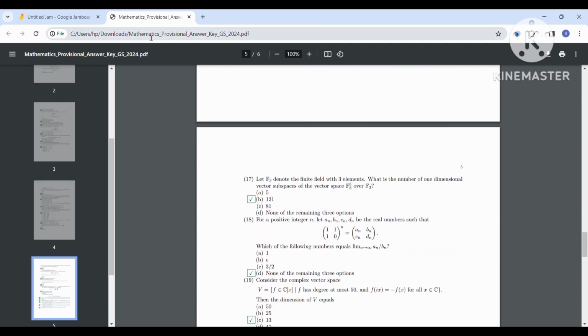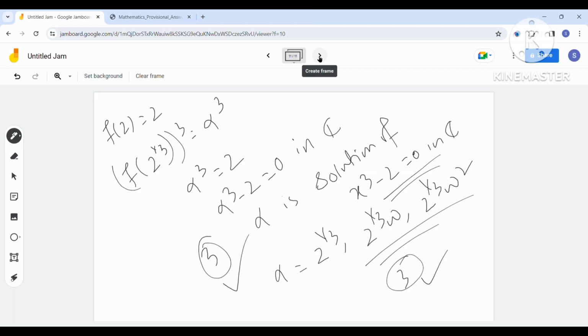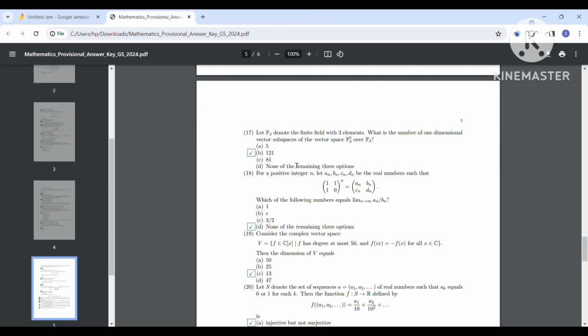Now come to problem number 17. A similar type of problem I think comes in an exam. I don't recall which exam, maybe TIFR, but a similar type of question comes. Let F3 denote the finite field of 3 elements. What is the number of one-dimensional vector subspaces of the vector space F3 to the power 5? That means a 5-dimensional vector space over F3. Okay.